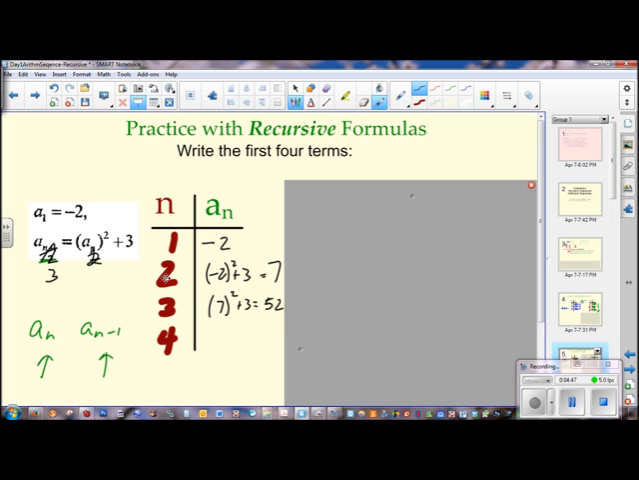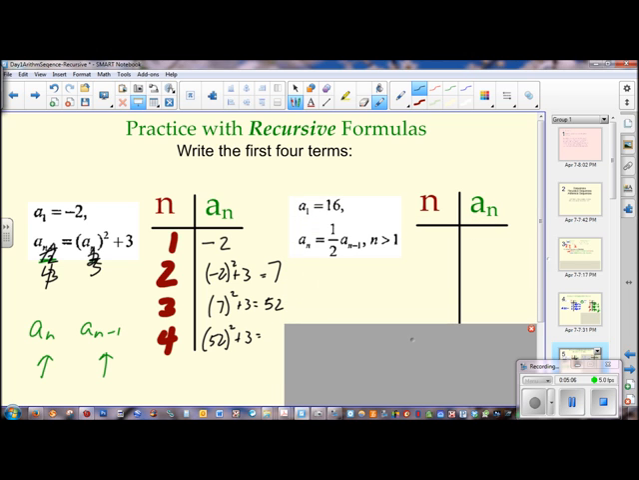And a sub 4, got some intense math coming up here. A sub 4, I'm going to find a sub 4 by taking a sub 3 and squaring it. A sub 3 was 52. I've got to square that number and then add 3 to it, and I'll leave that up to you in your calculator.